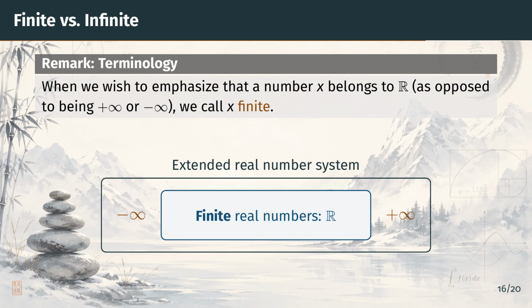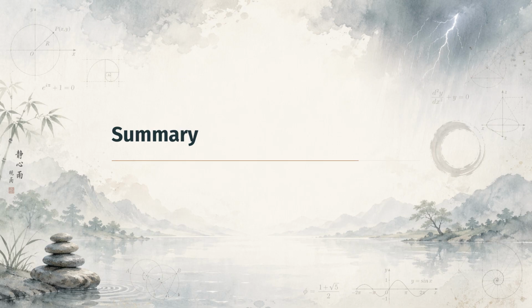Before we wrap up, a quick note on terminology. When we want to distinguish ordinary real numbers from plus or minus infinity, we call the real numbers finite. So saying x is finite simply means x belongs to R. The diagram shows this. The extended real number system is the big box containing both the finite reals in the middle and the two infinite symbols on the outside. You will see this terminology used frequently throughout the rest of the book. Now, let's summarize what we have learned.